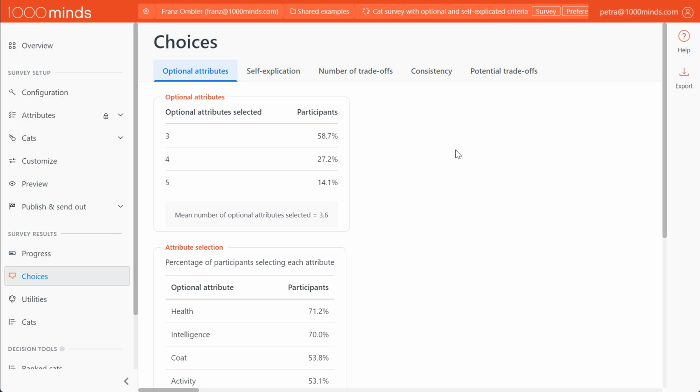The Participant Choices page shows us the choices our participants made during the survey, and information about the consistency of participant choices. In this video, we'll go over the results of a preferences survey that asked people about their preferences for cat breeds, and which attributes of cats matter most to them.